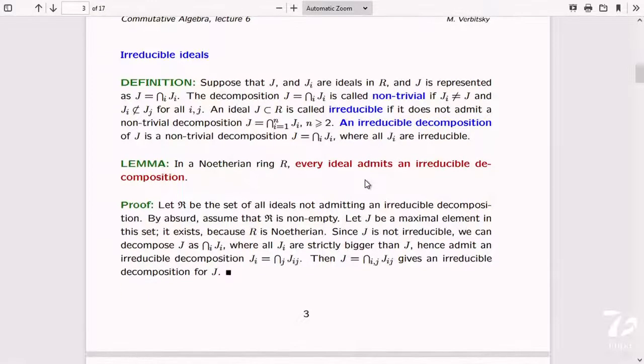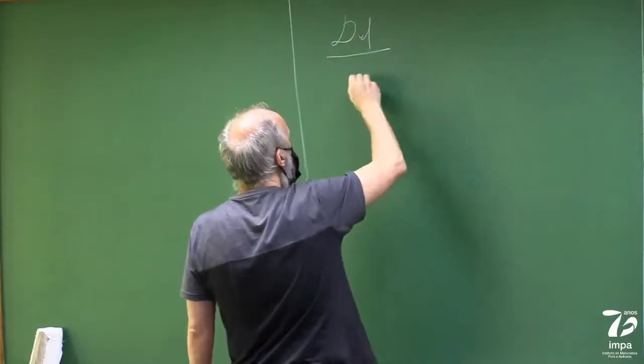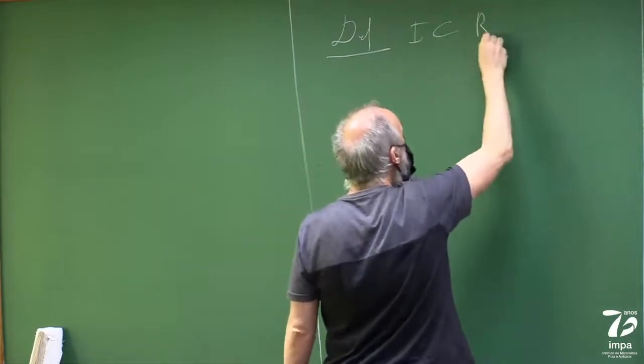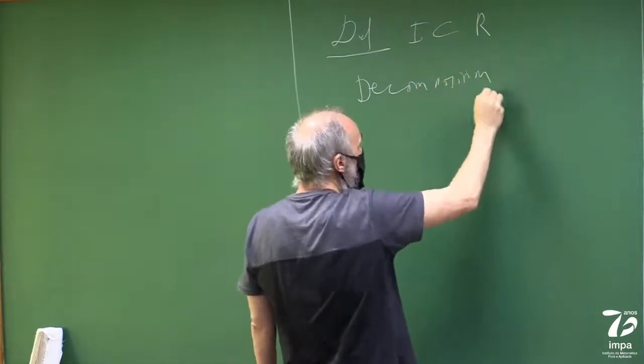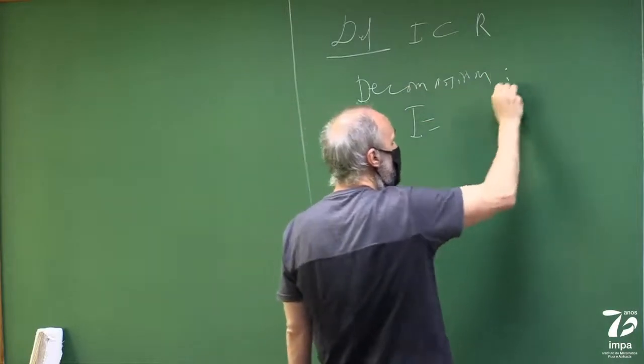Now let me define irreducible ideals. This is the analog of irreducible subvarieties, but in the language of ideals. So irreducible subvarieties are subvarieties which cannot be decomposed into a union of smaller varieties. And the union of subvarieties corresponds to the intersection of ideals. So the irreducible ideals are those which cannot be decomposed into an intersection. So, definition: suppose you have an ideal in a ring, a decomposition is just a representation of this ideal as an intersection of other ideals.